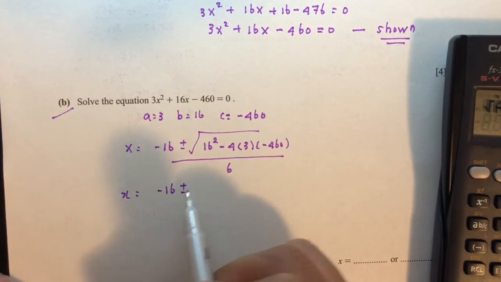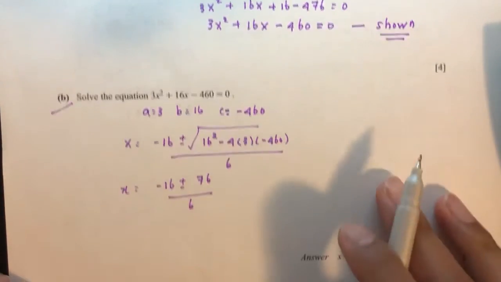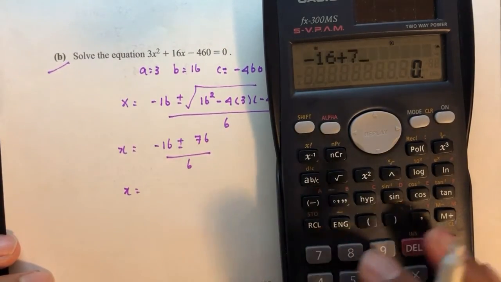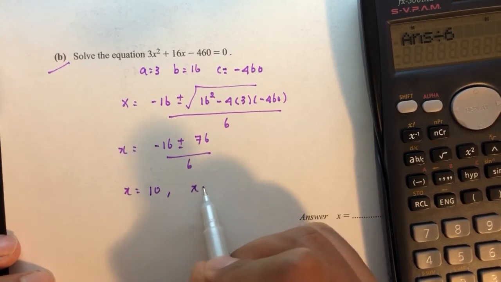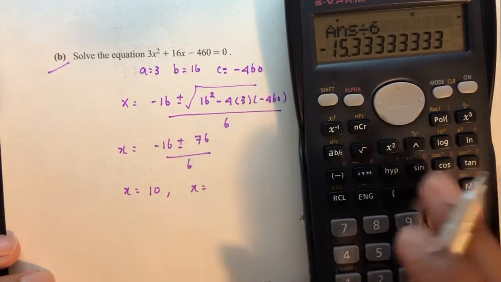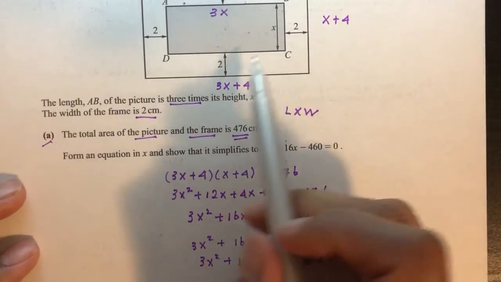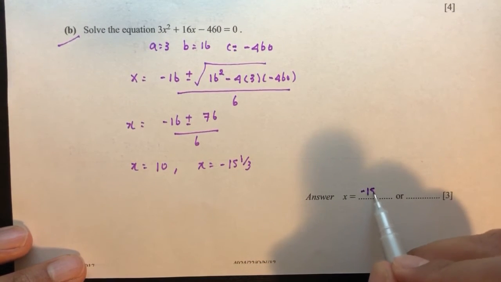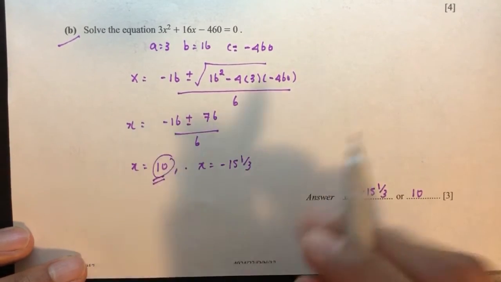So this will be plus minus the square root of 5776, which is 76, divided by 6. So two values of x. The first one will be minus 16 plus 76 divided by 6, which is 10. That's the first value. Or it can be minus 16 minus 76 divided by 6, which will be minus 15 1 over 3. So now x is representing the length and width, so it cannot be negative. But for now, we will write both, which is minus 15 1 over 3, and 10. But we know that the correct answer for later on will be this one.